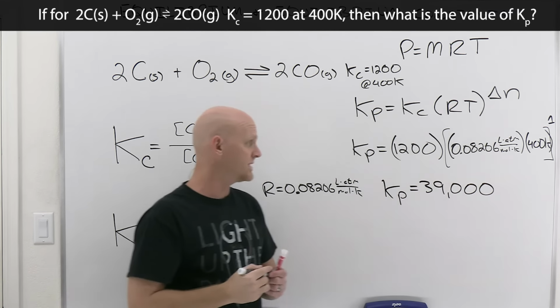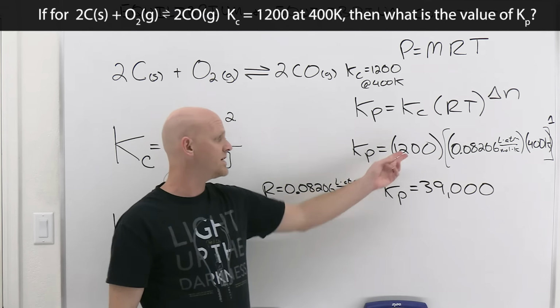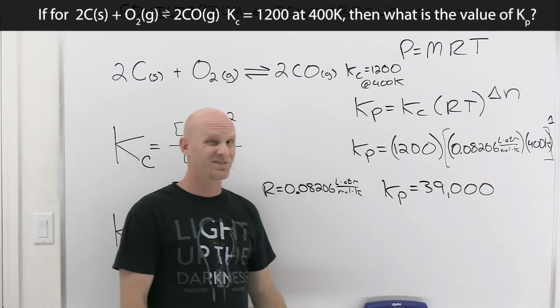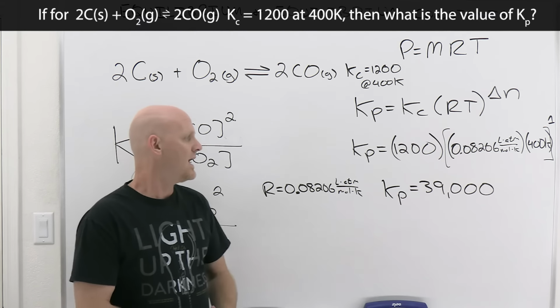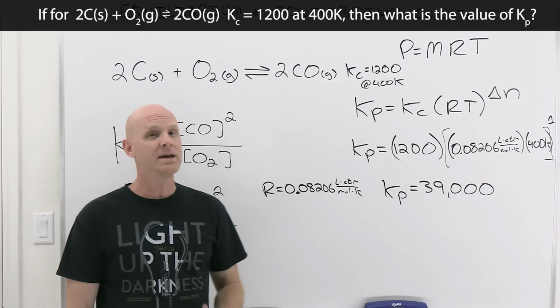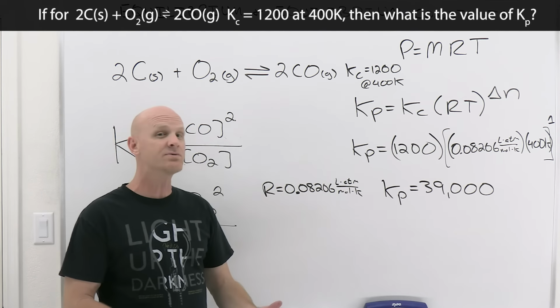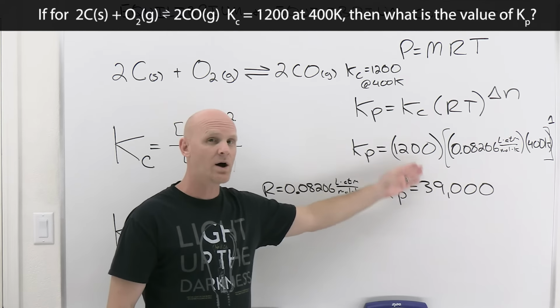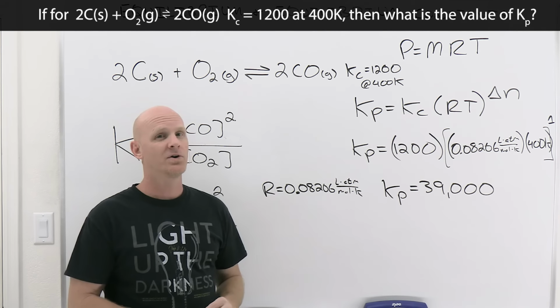And again, also unitless. So the Kc value is 1,200, the Kp value is 39,000. Notice they're not that similar in this case, but that's pretty typical. But notice both of these you would have probably recognized as meaning the reaction is going to favor the products. They're both bigger than 1,000, so quite a bit bigger than 1.